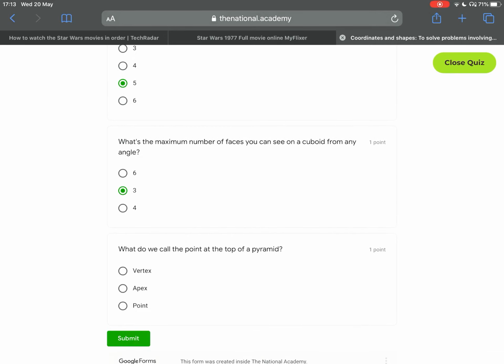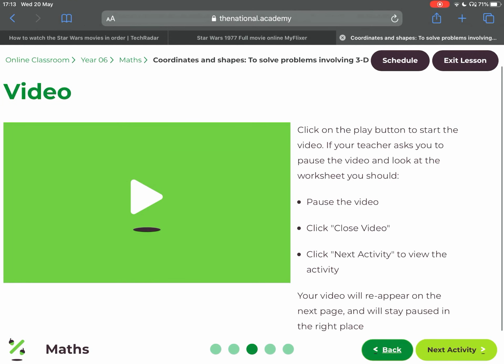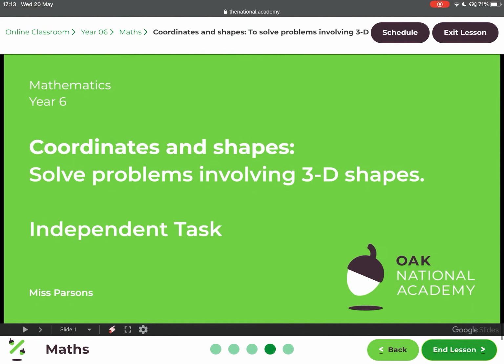What do we call the point at the top of a pyramid? We call that the apex. After that, you'd have done that and you have your video with Mrs. Parsons. And like I said earlier, what you're going to do in the video is use your knowledge of 3D shapes to visualize nets. After that, you have your worksheet here, your independent task.